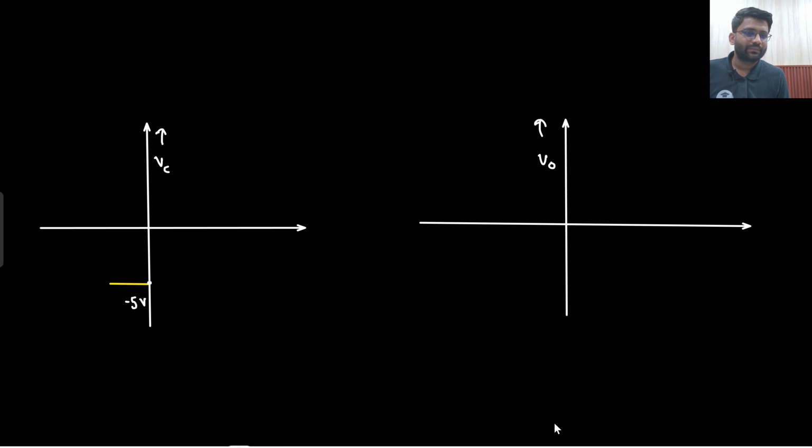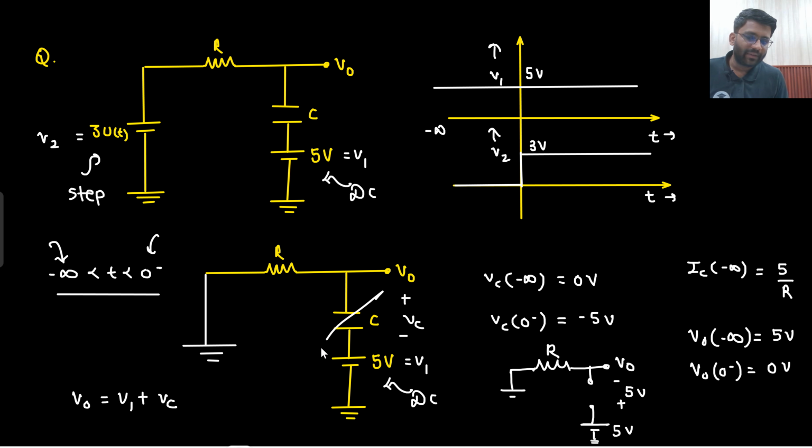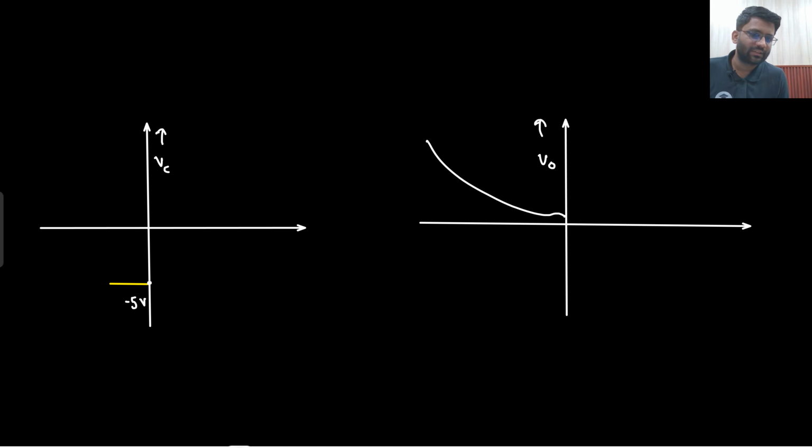And what about V naught? V naught was 5 volt only. Why 5 volt? Because this capacitor was shorted, so this 5 volt was reached here. And at 0 minus what did it become? Since it became open circuit, there was no current. So across the resistor there was 0 voltage drop. So V naught became 0. So from 5 to 0 it came. But what we need to show is only the circuit at t equals 0 minus. At t equals 0 minus you will have 0 voltage. Although it came somewhat like this from 5 to 0, I don't need to show this waveform. I just need to show this 0 volt.